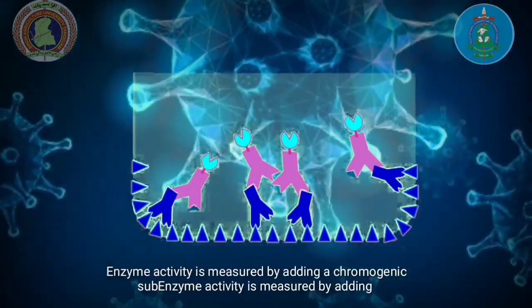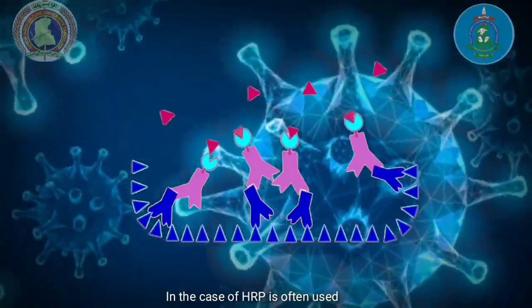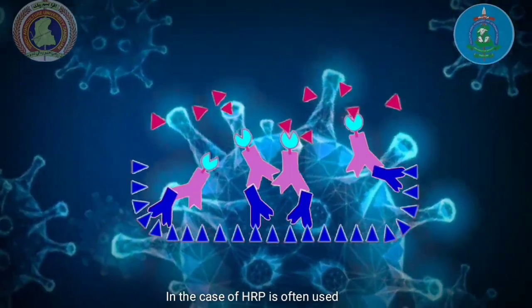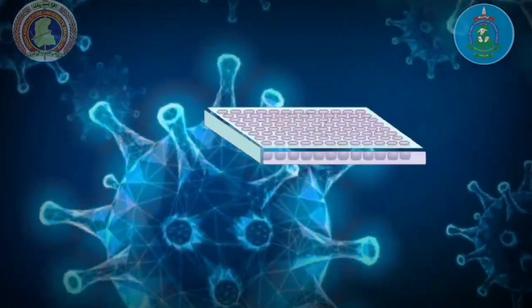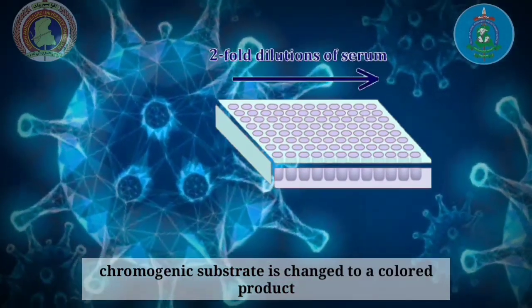Enzyme activity is measured by adding a chromogenic substrate of the enzyme. In this case, HRP is often used. The standard curve is prepared from the concentration of a standard solution against its absorbance.